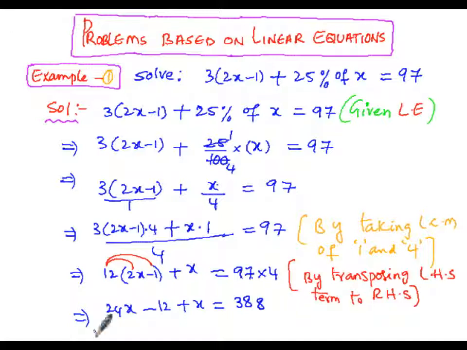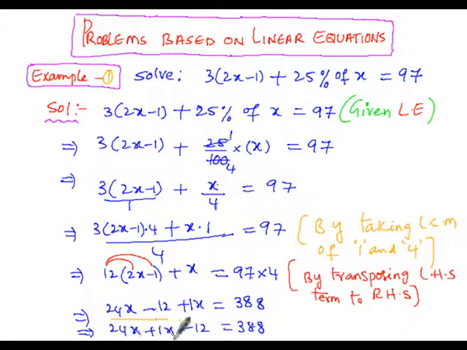Now writing the like terms, that is 24x and 1x together: 24x plus 1x, and minus 12 must be written as it is, equal to 388. By simplifying the like terms 24x and 1x, plus 1x is positive and 24x is also positive, plus into plus is plus, 24 plus 1 is 25. So 25x minus 12 equals 388 will be the next logical step, that is 25x minus 12 is equal to 388.